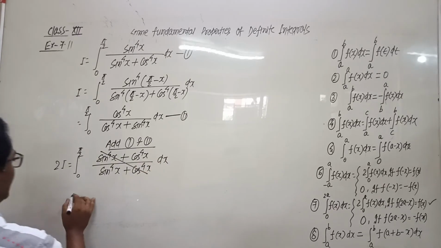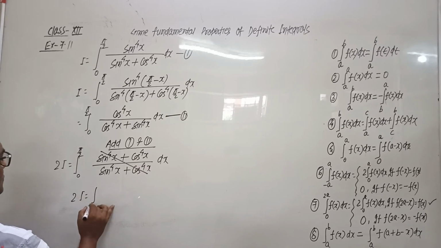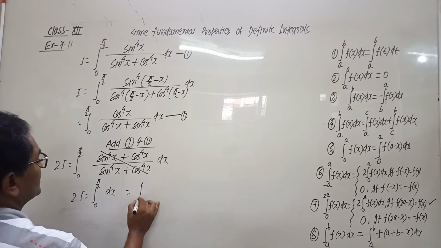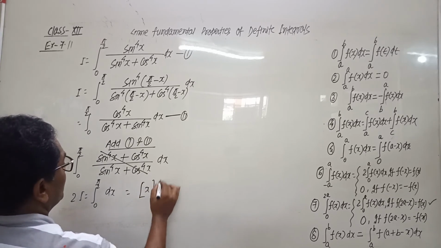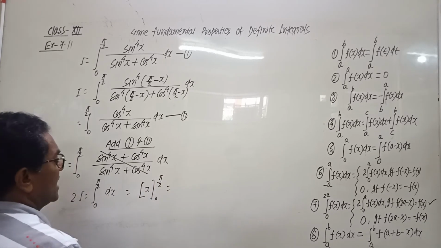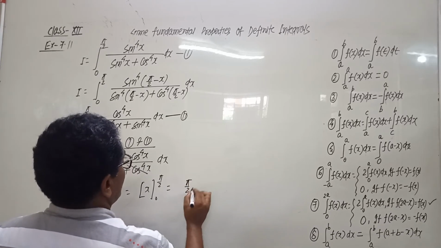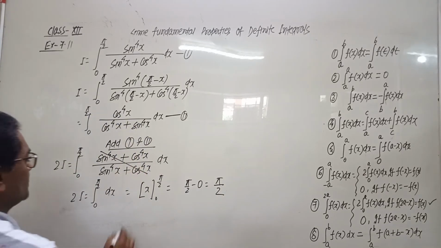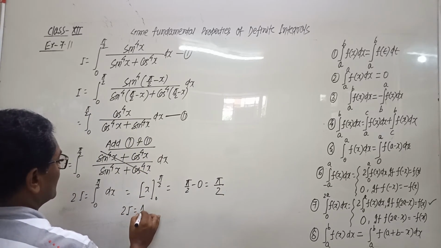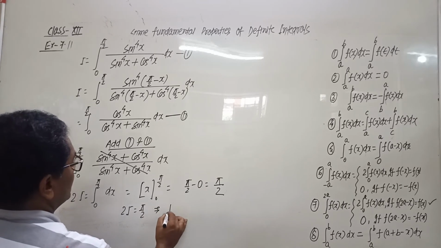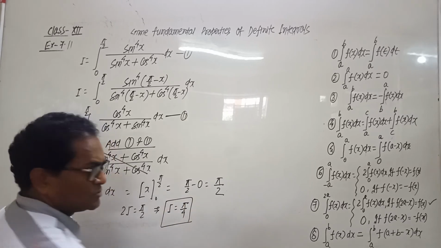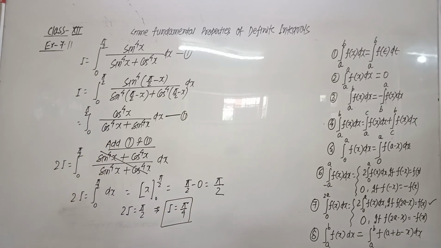This whole term gets cancelled and 2I equals integration 0 to pi by 2 of dx, and integration of dx is x, limit from 0 to pi by 2. Put the limit, so pi by 2 minus 0, which is pi by 2. So 2I equals pi by 2 and I equals pi by 4. So the result is pi by 4.